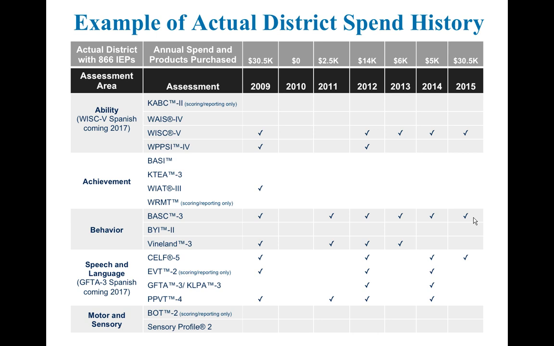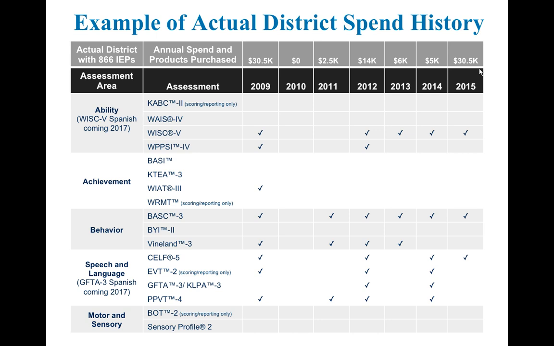Here we have an example of an actual district in their spend history. I'm going to work this really from the top down. Up here in the upper left, we can see that this is a district with 866 IEPs. And then we looked at what this district spent with Pearson across these different tests over the course of the last 7 years. You can see the sum up here at the top of the screen. One of the things that jumps out is how variable it is.